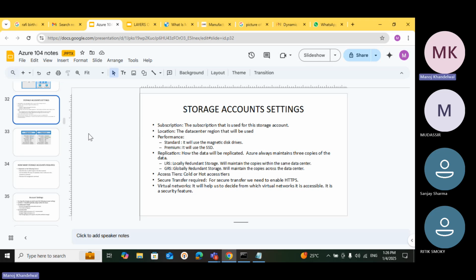So these are settings we can do on the storage account. You just have to add that while creating a storage account. Yeah, while creating a storage account, you can add it, or you can change it later on also.